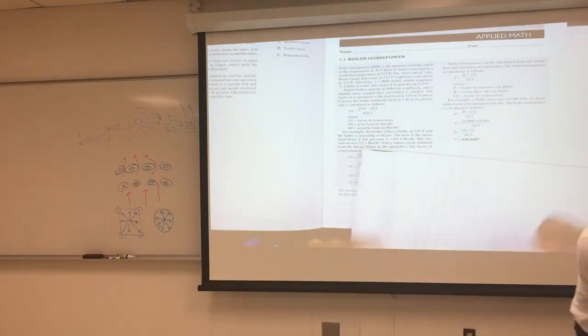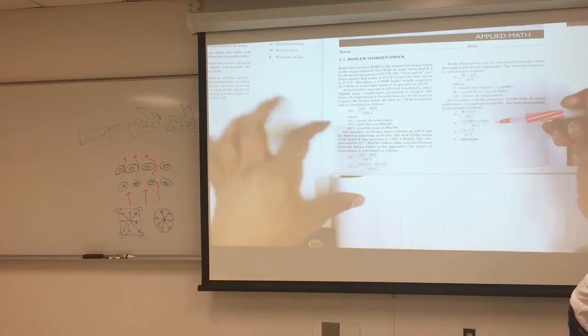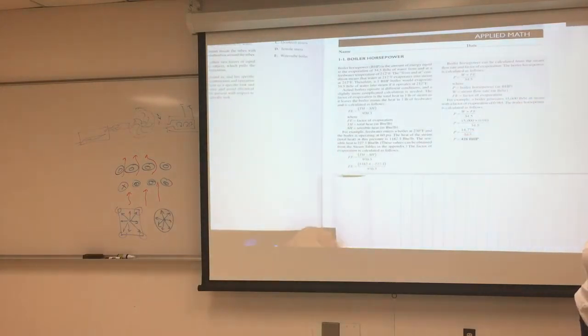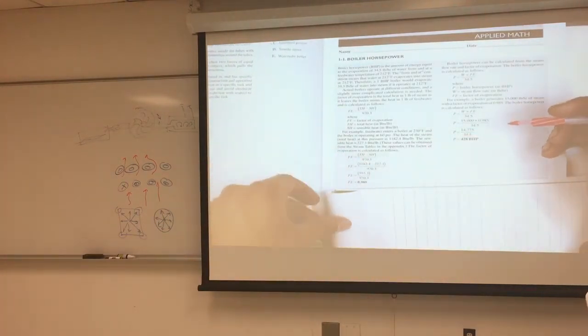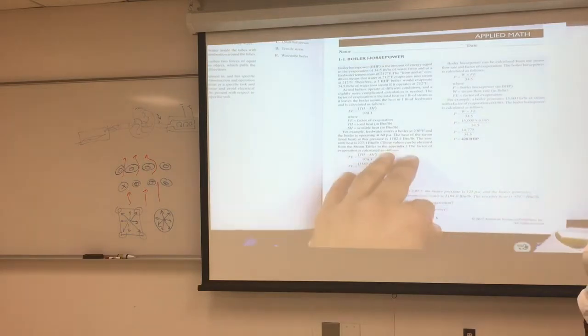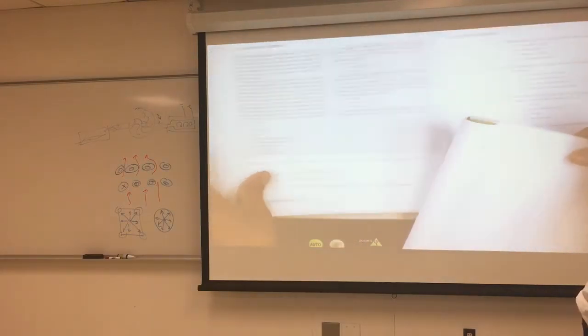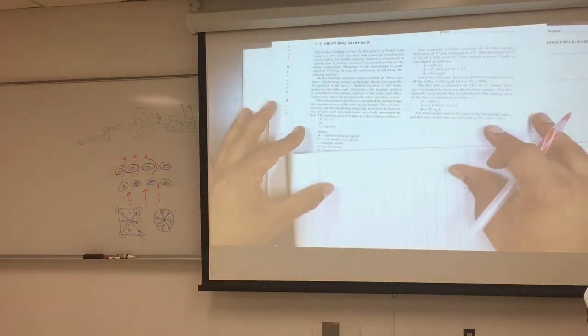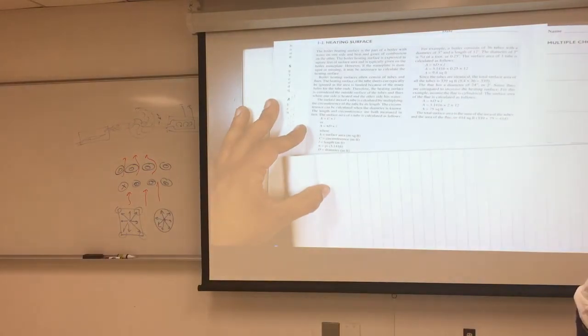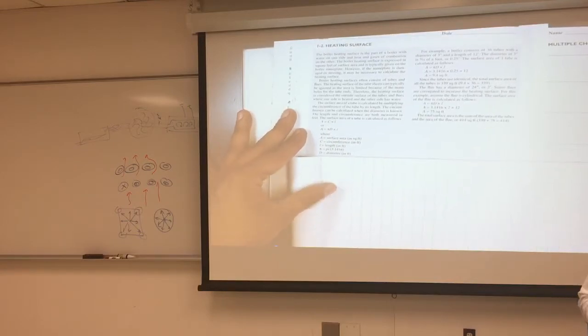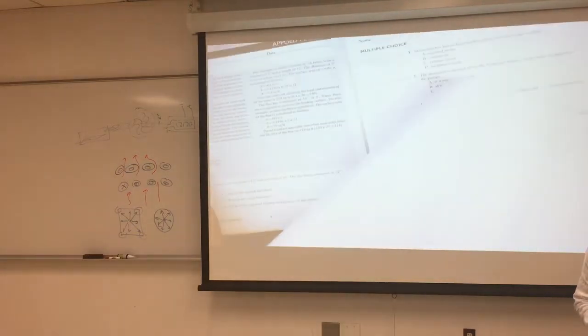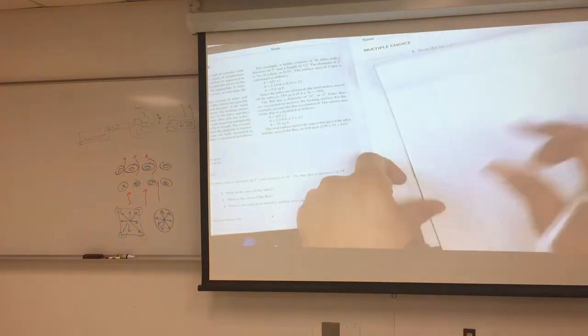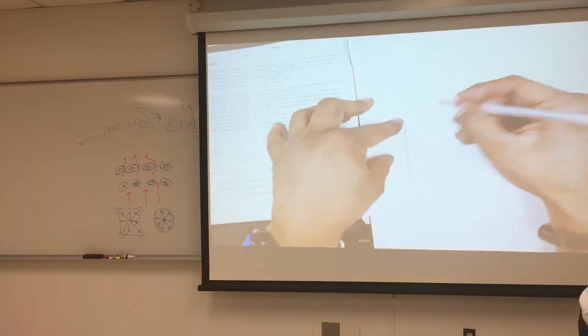So in this, the horsepower and efficiency, actually, I don't want this one. So heating surface: we talked about boiler efficiency, and the more tubes we have, the more efficiency we have, and we said that it's based on surface area. So what they're trying to do here is very simple, you can read through it, but I'll give you an example.